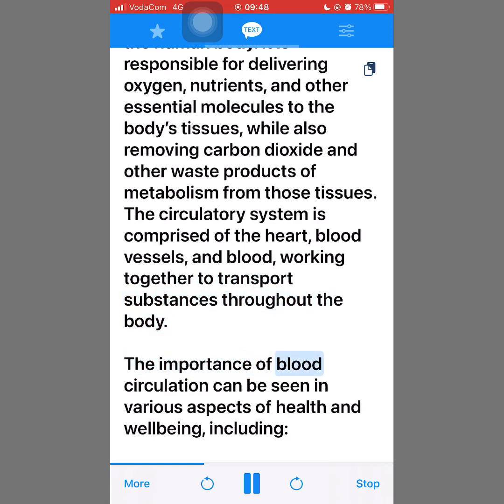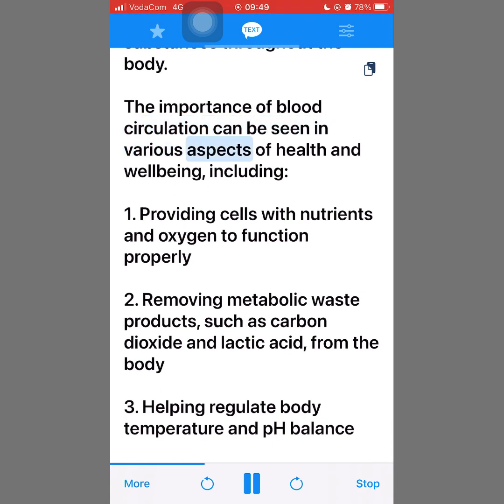The importance of blood circulation can be seen in various aspects of health and well-being, including: 1. Providing cells with nutrients and oxygen to function properly. 2.